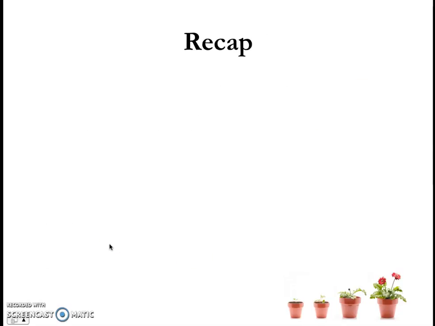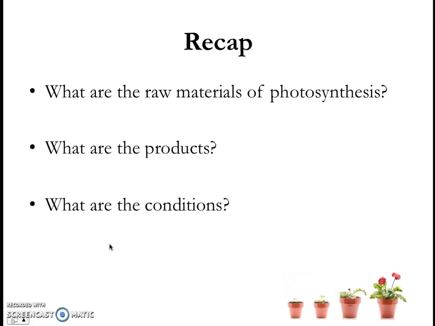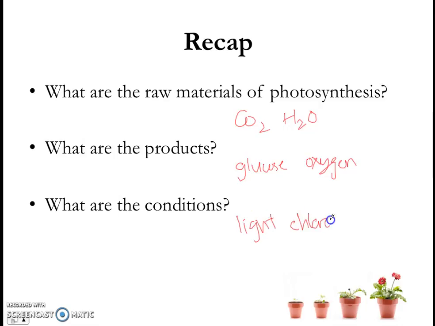So let's start with a quick recap on, hopefully you can still remember, what are the raw materials of photosynthesis, the products, and the conditions. So pause and try that for a while. So the raw materials are carbon dioxide and water, right? The products, glucose and oxygen. And the conditions, light and chlorophyll.